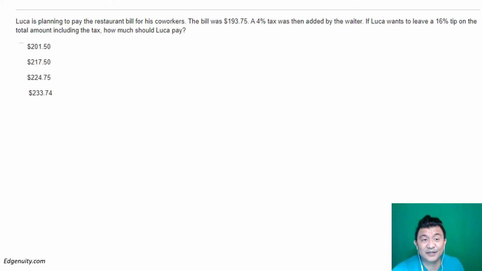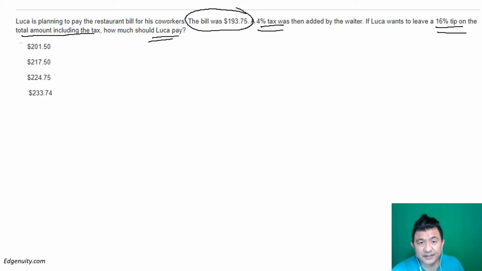All right, now the final challenge. Oh, not yet the final challenge. Luca is planning to pay the restaurant bill for his co-workers. The bill is 193.75. You'll have to pay 4% tax. Then after that, you'll pay tip, right? But the tip will be coming from the total amount with the tax. At the end, you want to know how much Luca will pay. All right, we will be using several shortcuts here.